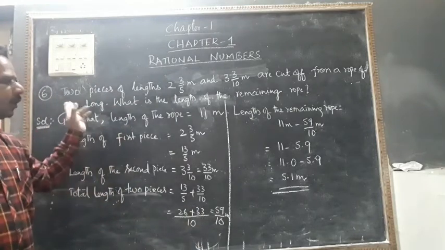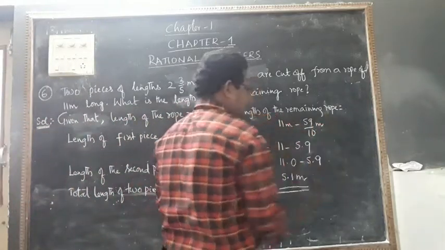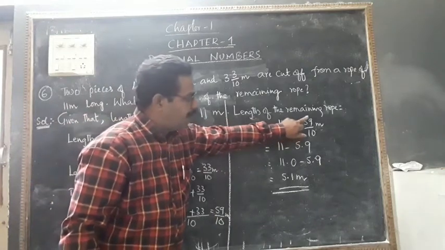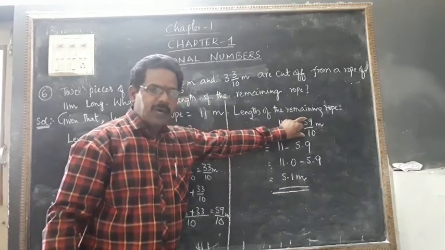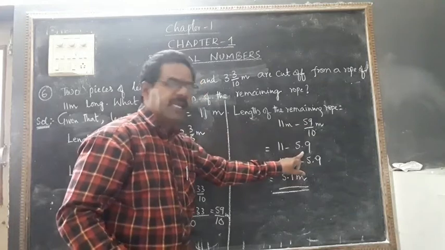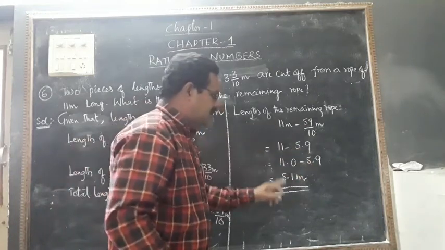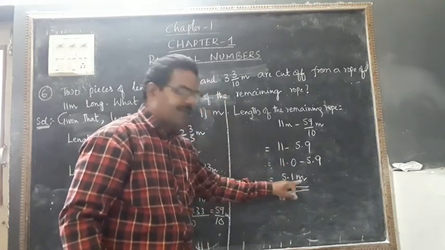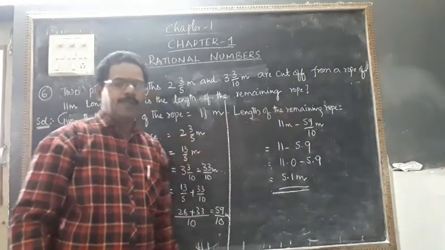This is already cut off from the total length of 11 meters. So the length of the remaining rope is equal to the total length of the rope, 11 meters, minus 59 by 10 meters. 59 by 10 is in rational form. It can be converted into decimal form. 59 by 10 can be written as 5.9. So 11 minus 5.9 is equal to 11.0 minus 5.9. If you subtract, you get 5.1 meters, the length of the remaining rope.